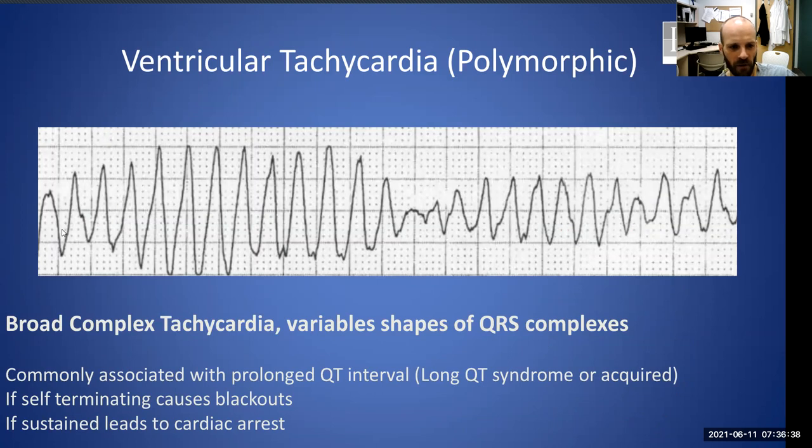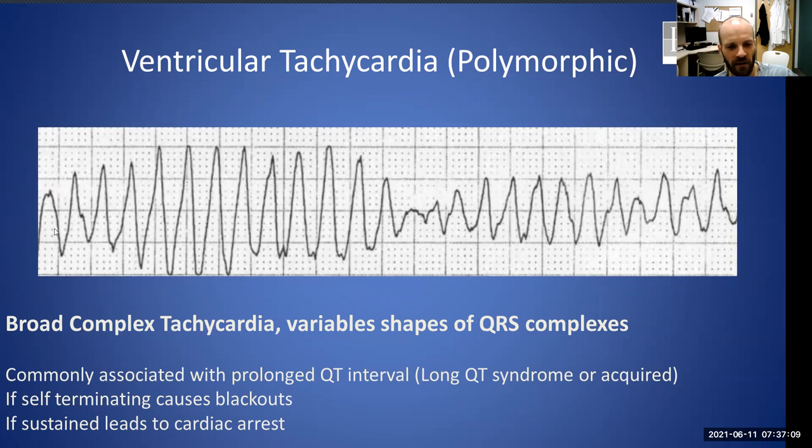So here, we've got something. Now, I want you to use the eye of faith here. I want you to try and picture the fact that the QRS complex here starts out relatively small and gets bigger and bigger, and then smaller and smaller, and then bigger and bigger again, and smaller and smaller. So it's this sort of sinusoidal pattern of getting larger and smaller and larger and smaller, where every QRS complex is a slightly different shape to the one before. This is a form of polymorphic, so multiple shapes of QRS complex.